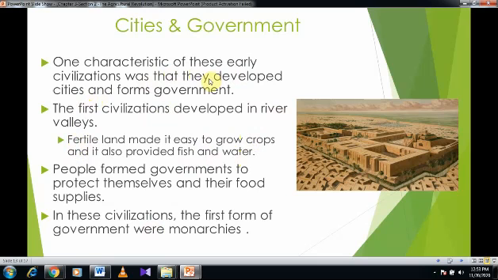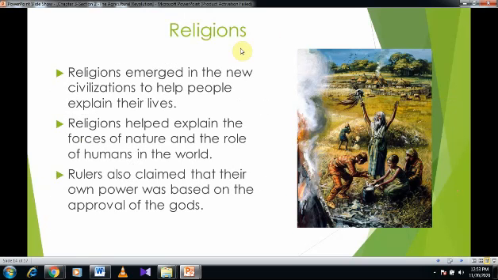Number two, the second common characteristic, was the government. People formed the government to protect themselves and their food supplies. The government was a monarchy, where one person was responsible for the whole civilization. The third characteristic was religion. Religion was a way to explain their lives, to explain the forces of nature, to explain the role of humans in the world, and rulers were approved by the gods.